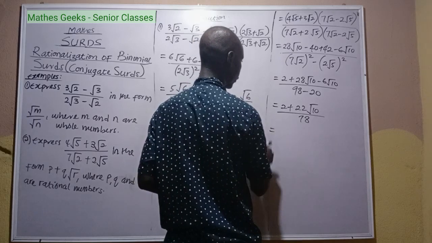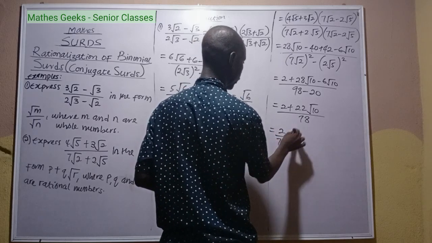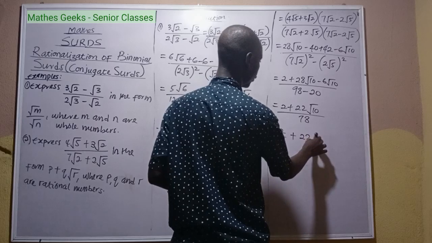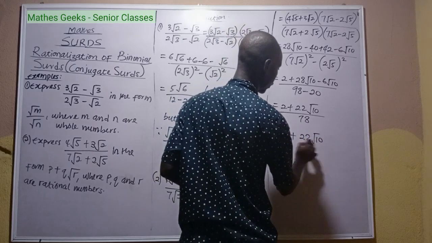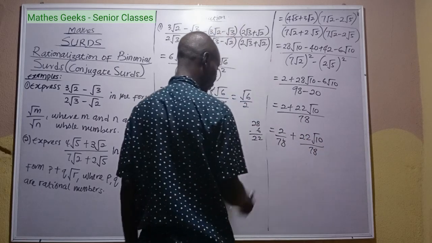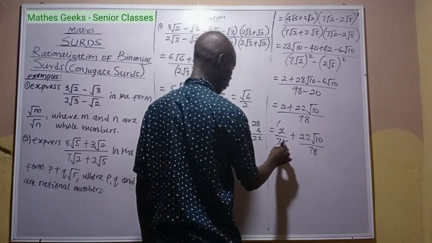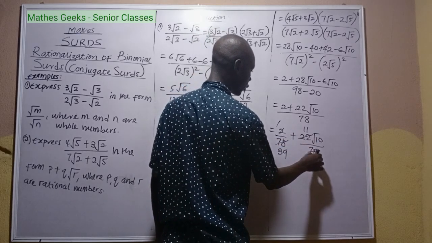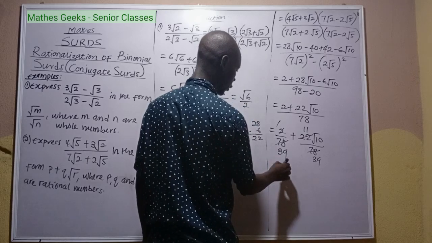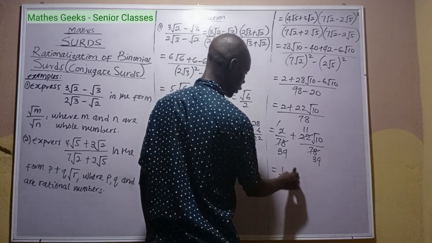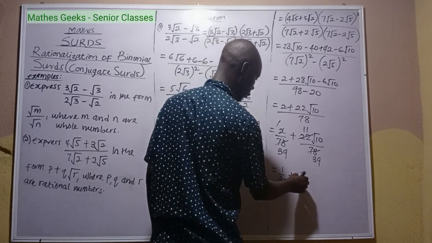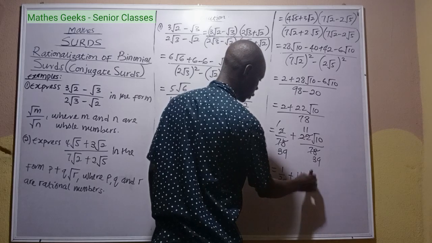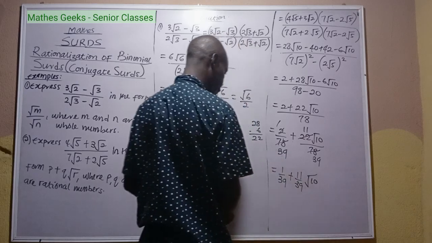So this can be written as 2 over 78 plus 22 root 10 over 78. Dividing by 2: 2 into 2 is 1, 2 into 78 is 39, 2 into 22 is 11, 2 into 78 is 39. So this is 1 over 39 plus 11 over 39 root 10.